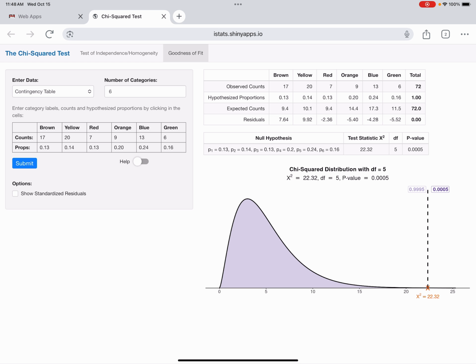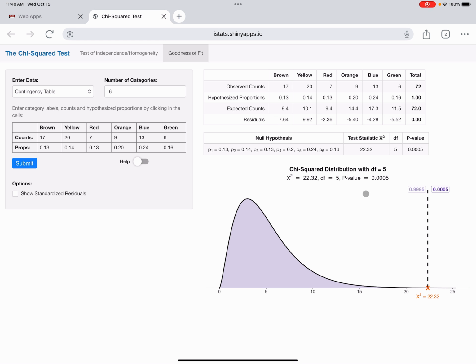But they do give us the expected counts, and this is important because when we talked about having to check conditions, we said our expected counts need to all be more than 1, which they are, and at least 80% of them need to be more than 5. Well, in this case, 100% of them are more than 5, right? So we're good there as far as expected counts are concerned. Residuals we'll talk about in a moment.